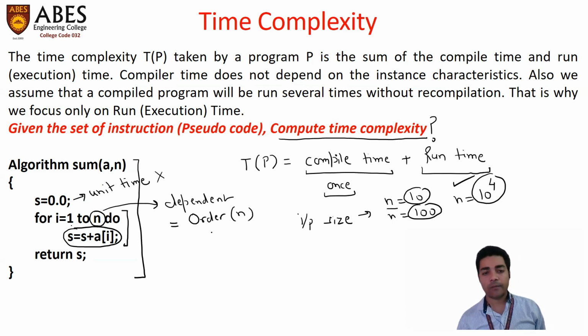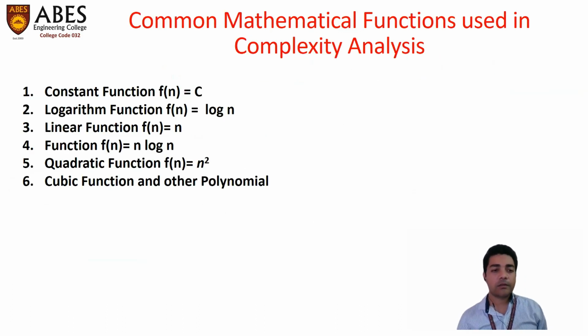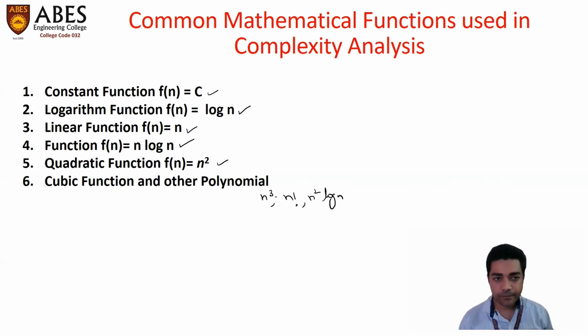Like this, there are 6 basic time complexity functions, or mathematical identities, through which we can represent the time complexity. The first one is a constant function, called c. Then there is log n, there is n, and there is n log n, the square function, the cubic function like n cube, and factorial n. We can represent our complexity like this.